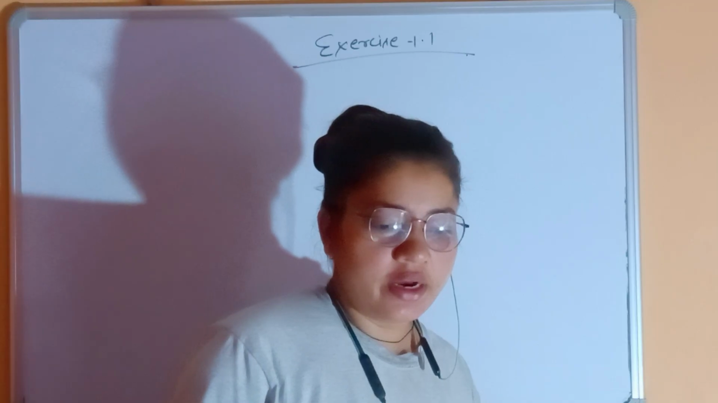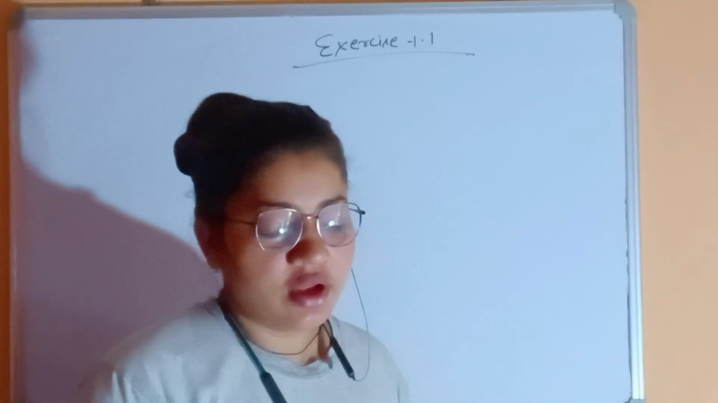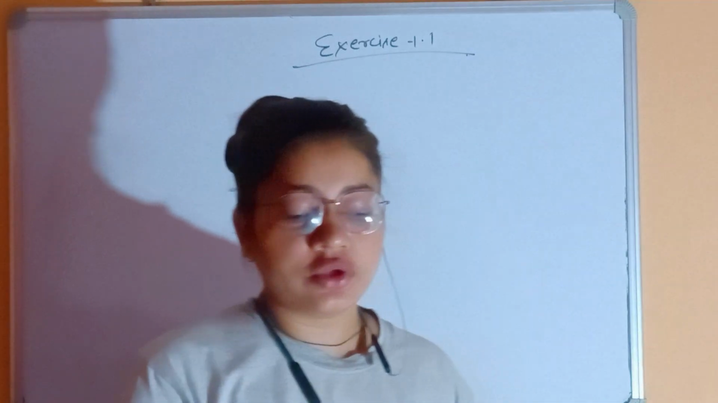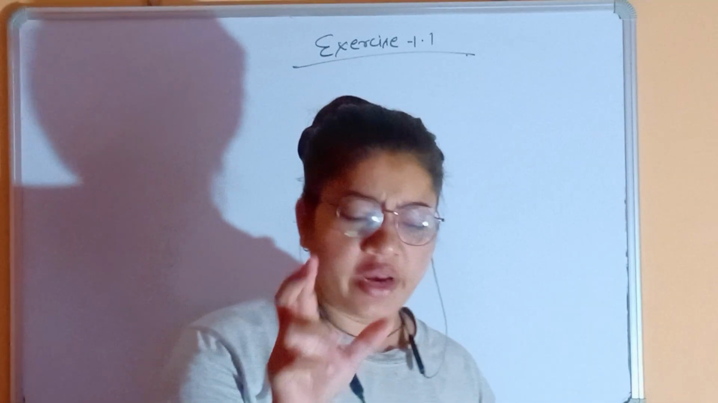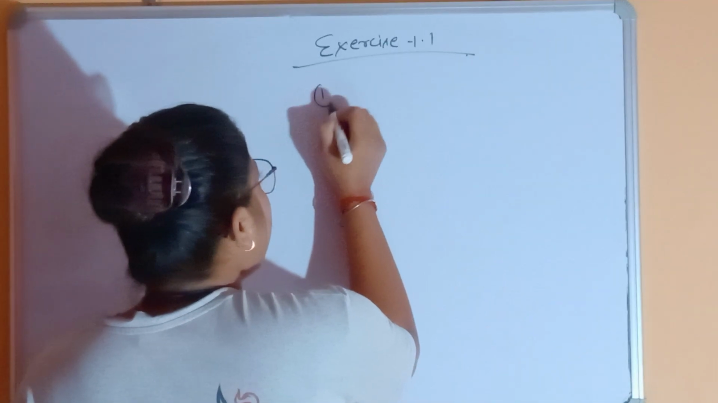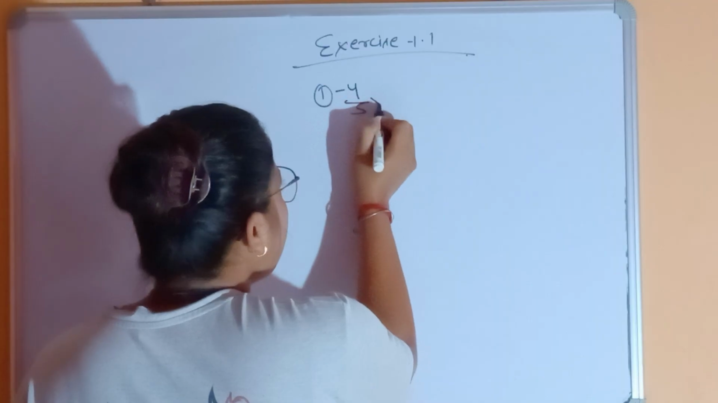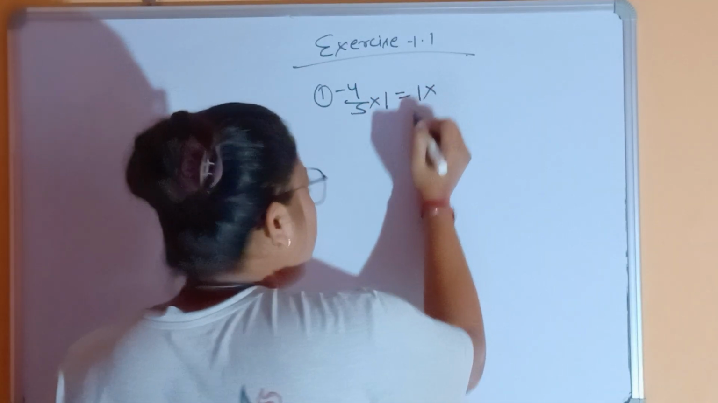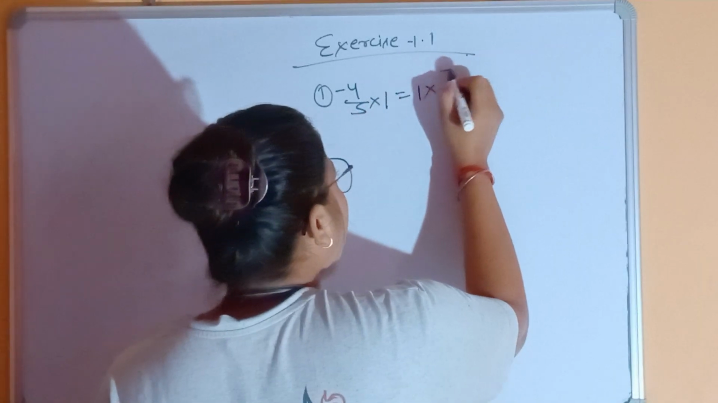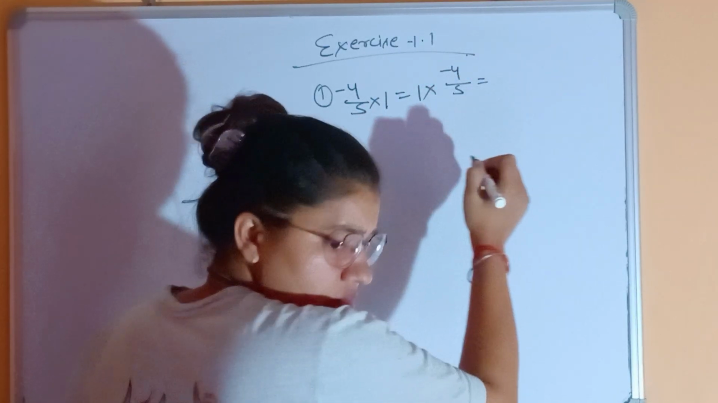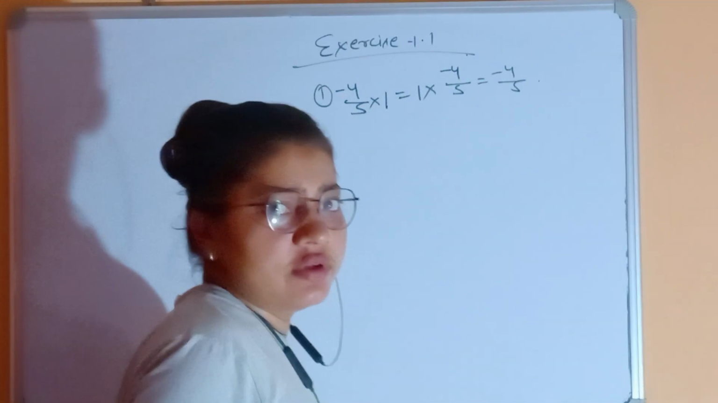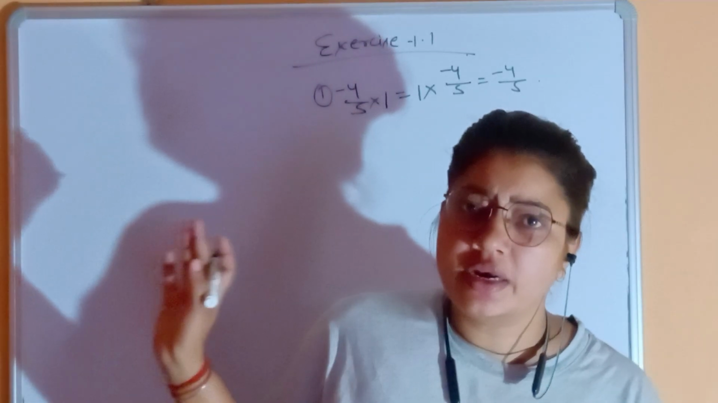Name the property under multiplication used in each of the following. The question asks which property is used. Only write the property, not solve. First is written: minus 4 by 5 multiplied by 1 is equal to 1 into minus 4 by 5, that is minus 4 by 5. Here one property I have not discussed with you yet, the identity property.